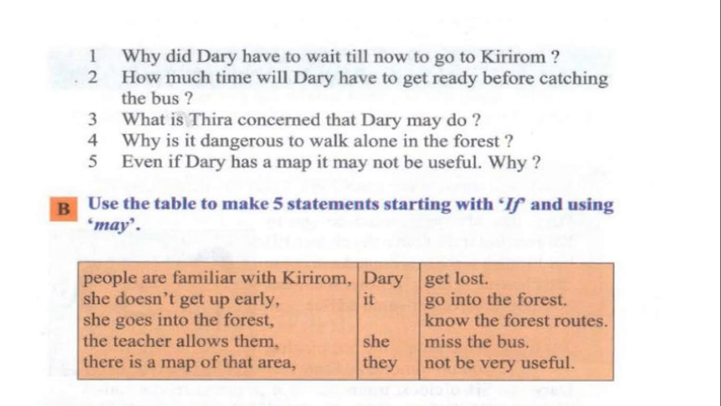About column 2: they, it, she, they. About column 3: get lost. Go into the forest. Know the forest route. Miss the bus. Not be very useful. So, for section B, it's homework. You can match column 1 with column 2 and column 3 to make the sentences.